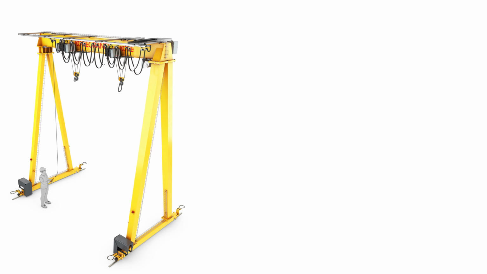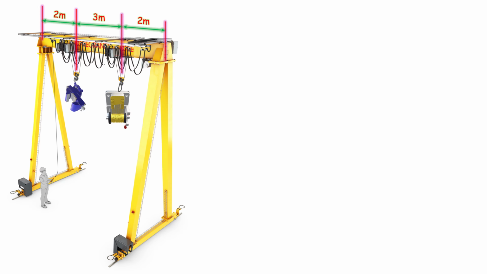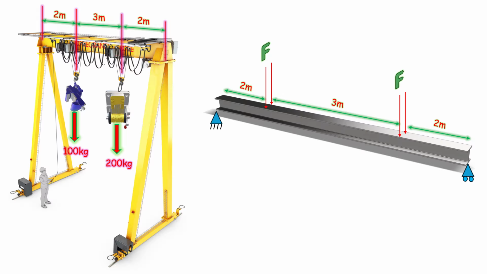Let us see how to draw shear force and bending moment diagrams with one real-world example, as we stated earlier. Consider an overhead crane with two lifting points. The crane girder is supported at both ends. One hook is located 2 meters from the left end, and the other is positioned 2 meters from the right end. If we analyze only the horizontal beam, it can be treated as a simply supported beam, with 2-point loads of 100 kilograms and 200 kilograms, applied at the specified locations. This is the isolated beam with loadings and supports.